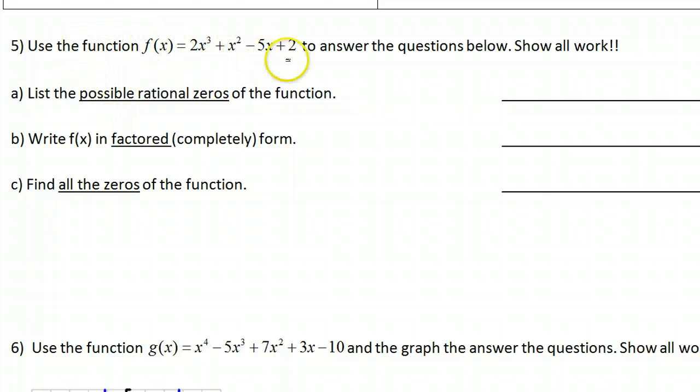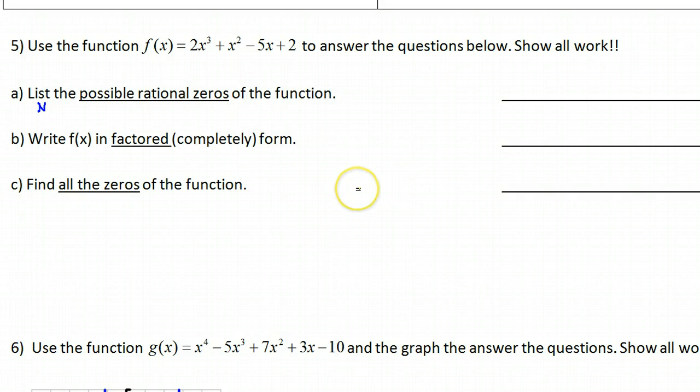Alright, so we're supposed to use this function to answer the questions below. List the possible rational zeros. This word "possible" is a keyword that reminds us to use the rational zero theorem. That's the one where we say, okay, possible zeros will be of the form numerator over denominator.